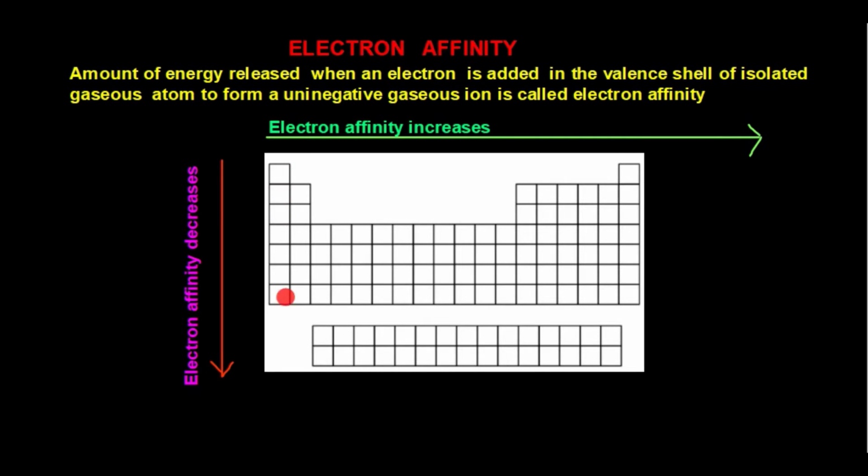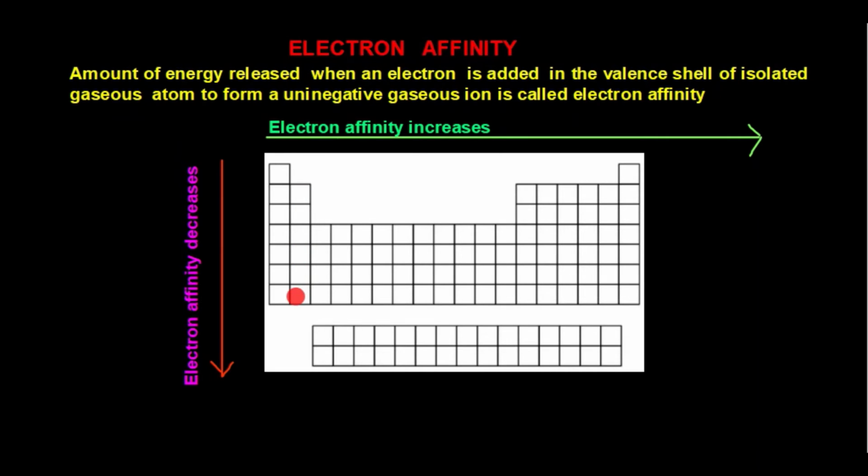We know these vertical columns of the periodic table are known as groups. The electron affinity decreases from top to bottom in any group of the periodic table. This is due to the increase in shielding effect as we move down the group. Due to increase in the size of atoms, shielding effect increases down the group.